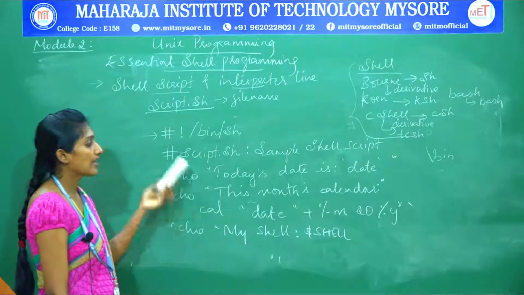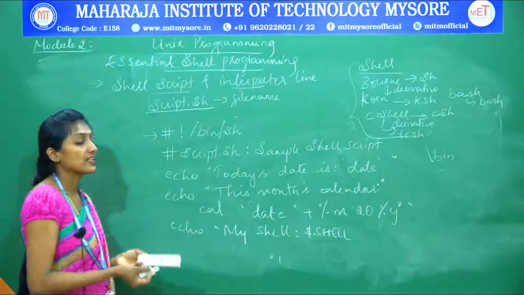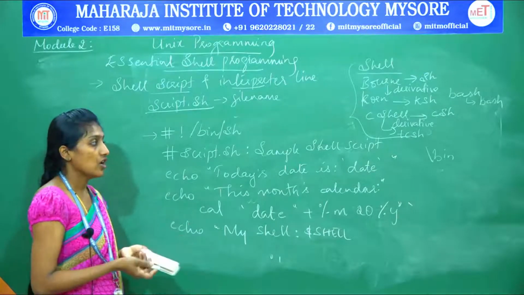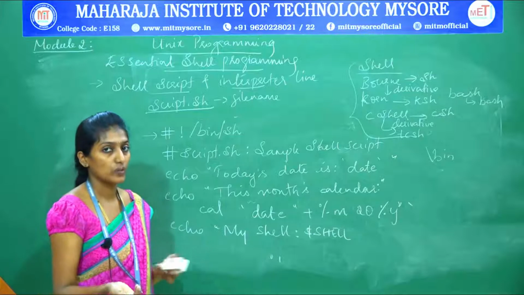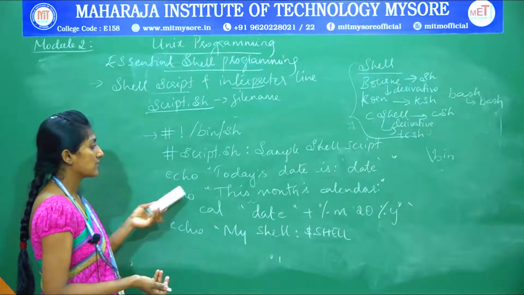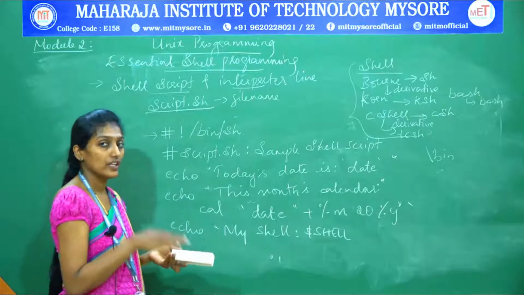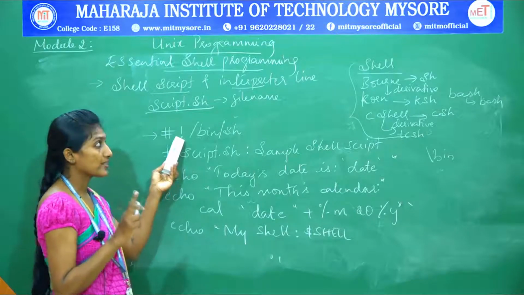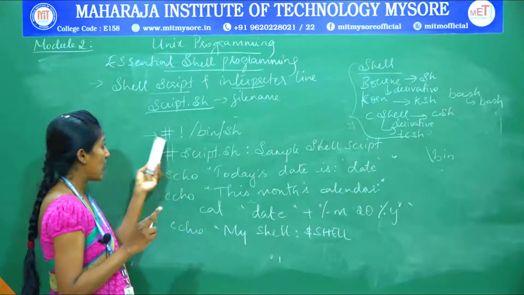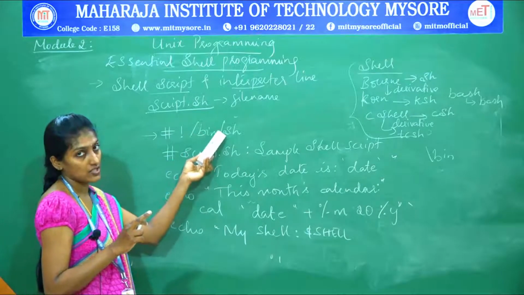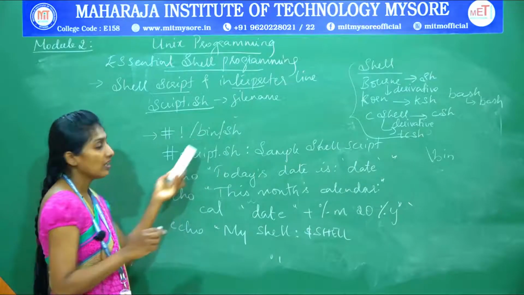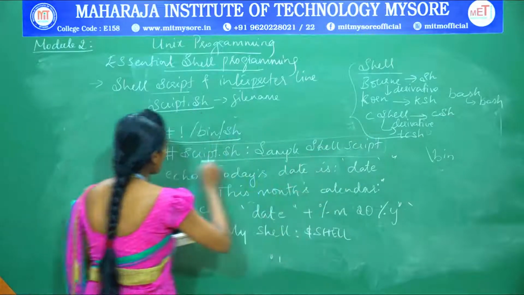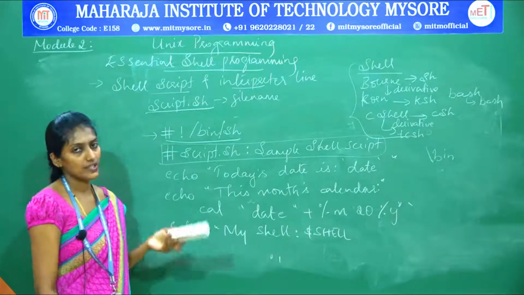So now this is a simple example of how to write a simple script. Here I have used commands that just display output. The example I have considered is for displaying today's date and this month's calendar. The first line should always be the interpreter line, #!/bin/sh. This is compulsory, mandatory, you have to include this line, followed by a line that is optional.